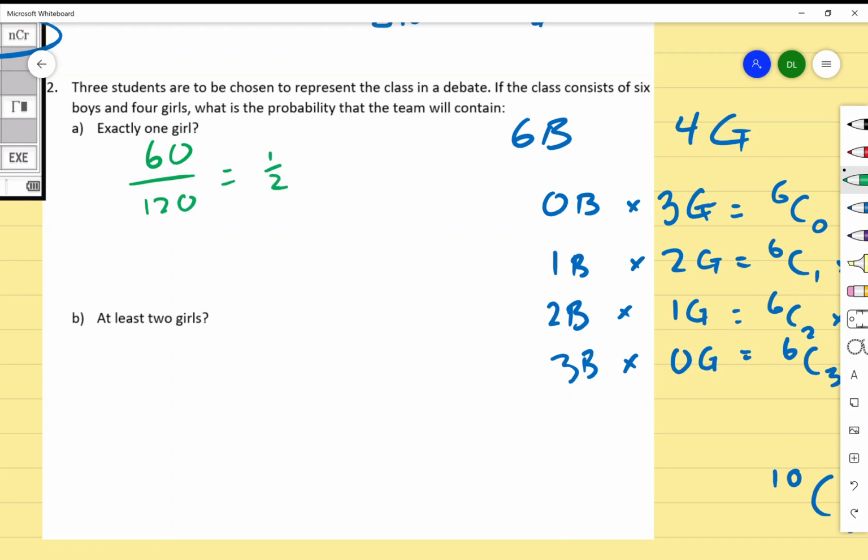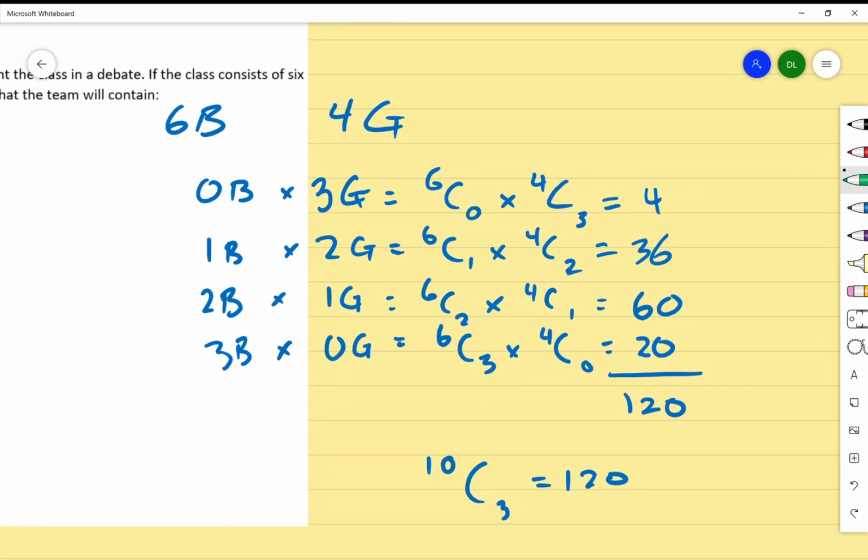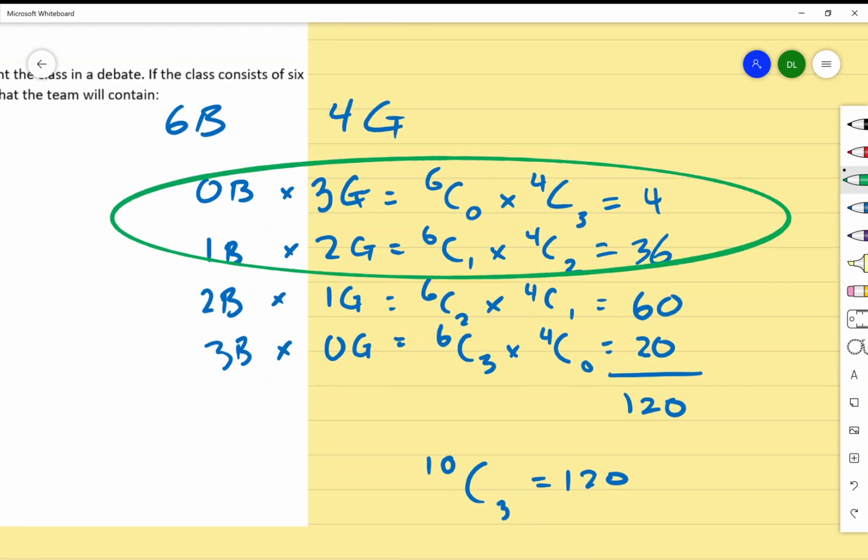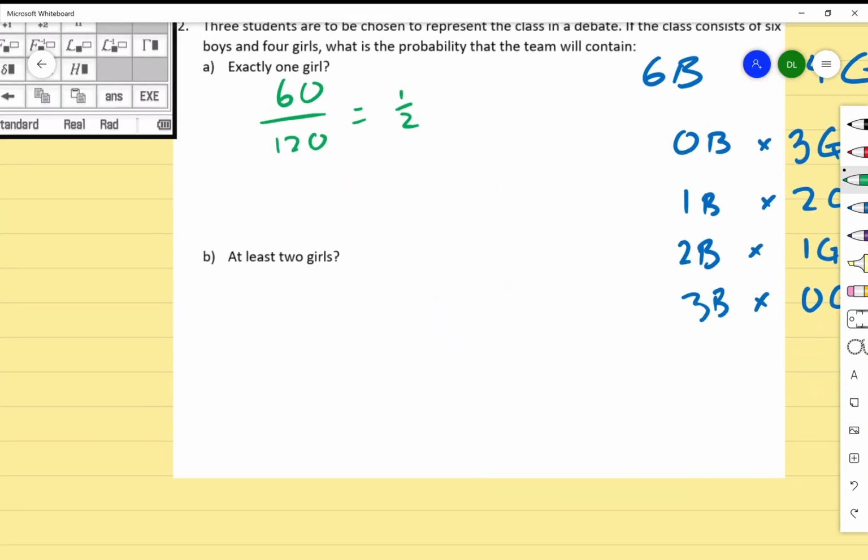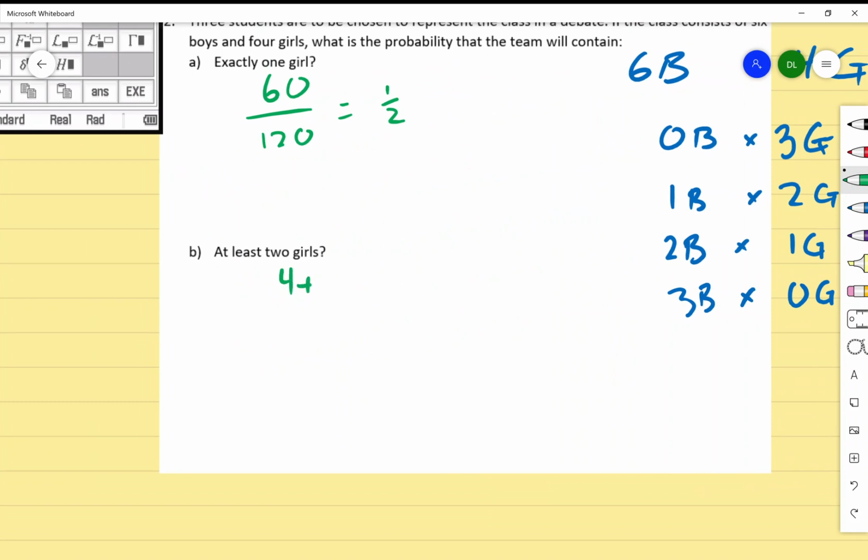Now to find the probability of at least 2 girls, I know I need to have 2 girls or 3 girls. And if it's "or", then obviously we add them together. So we're going to focus on these 2 rows over here, because both of them have at least 2 girls. We add them together, so we have 4 plus 36 divided by a total of 120. That simplifies to 1 out of 3.